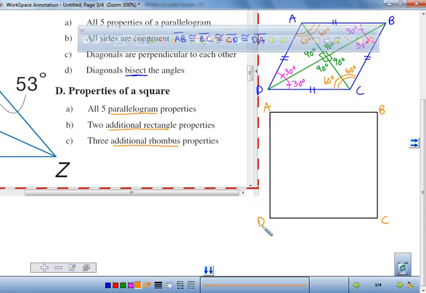That's okay. If you're a square, can you go into a rectangle club? Yes, you can join, because guess what? A square is a rectangle.